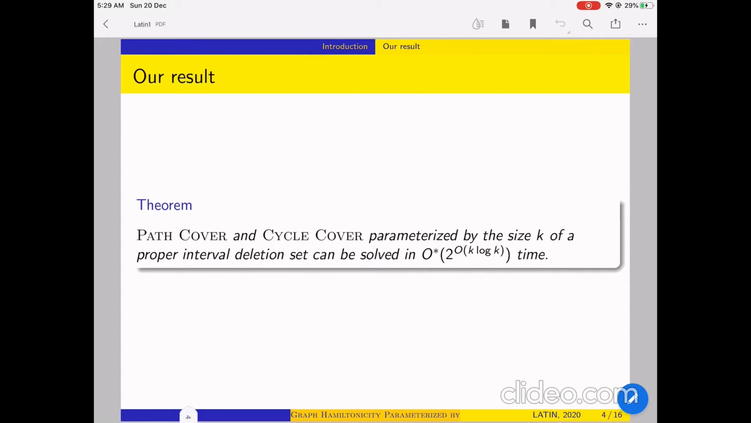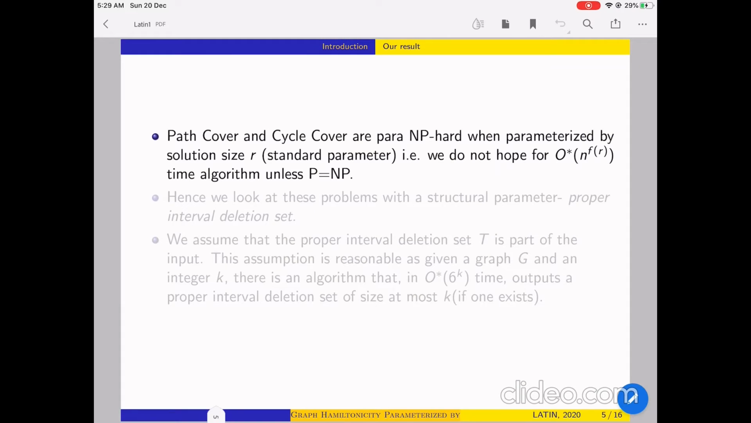What we show is that path cover and cycle cover, both these problems, when parameterized by the proper interval graph deletion set, can be solved in order 2 to the power k log k time. Both these problems, when parameterized by the solution size r, are para-NP hard. That means we do not even expect any XP algorithm, any algorithm running in time n to the power f of r.